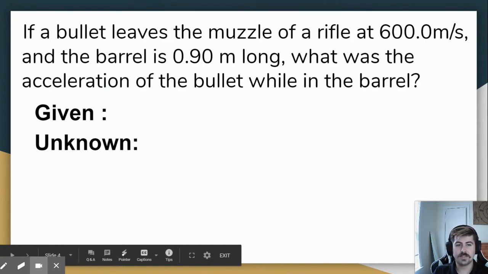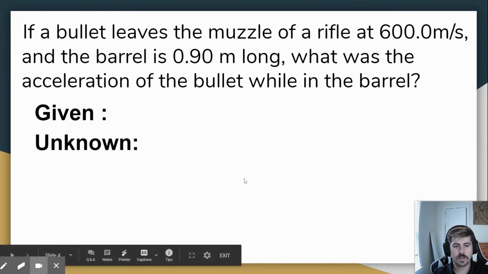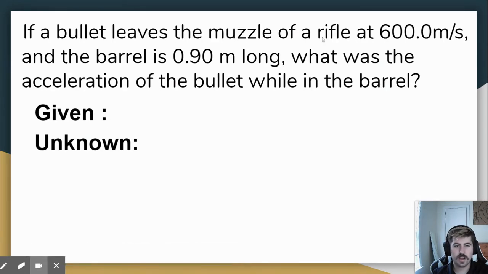Next, we've got a bullet that leaves the muzzle of a rifle at 600 meters per second and the barrel is 0.9 meters long. What was the acceleration of the bullet while in the barrel? So the givens, let's look at what we've got first in the problem. The bullet leaves the muzzle of a rifle at 600 meters per second. This is a tough one because we need to know about the entirety of the problem. It's asking what is the acceleration of the bullet while in the barrel. So this whole thing is happening inside the barrel.